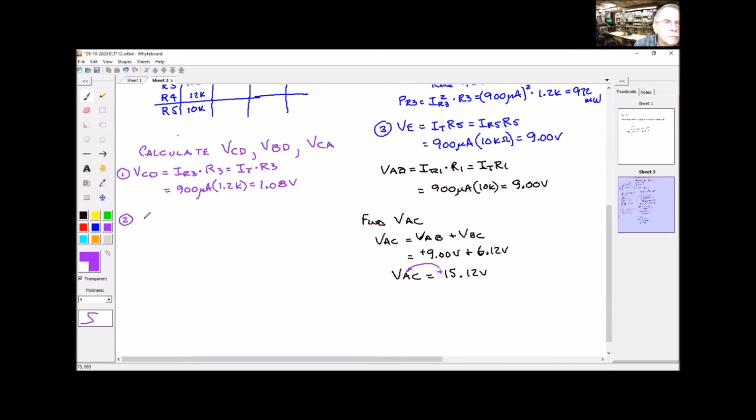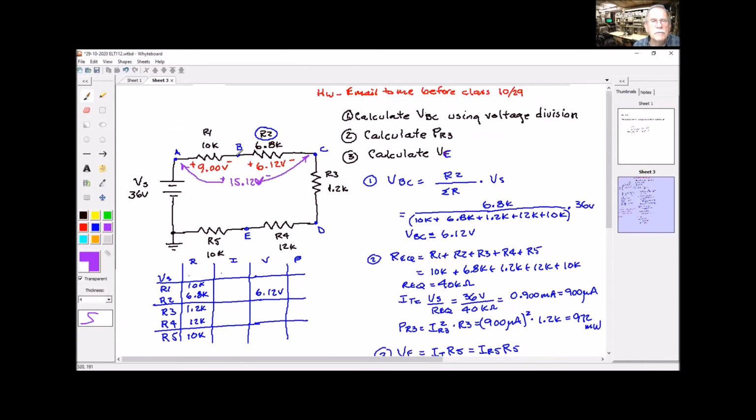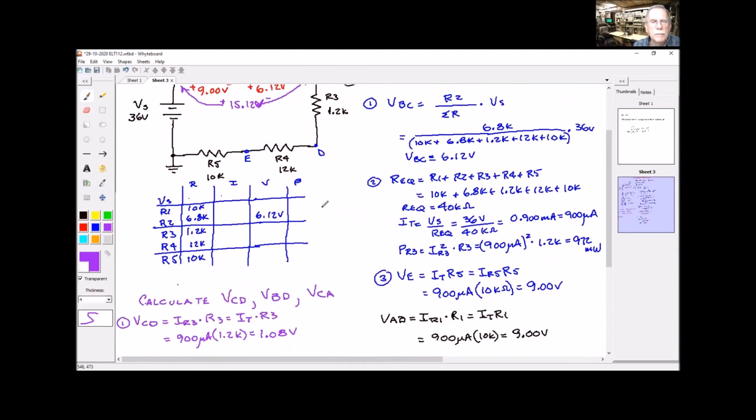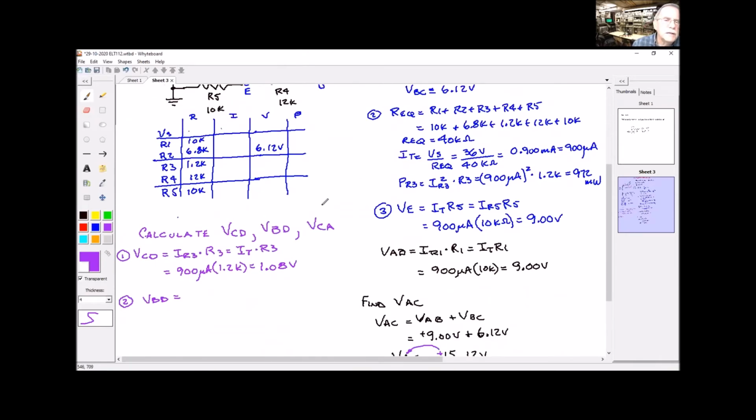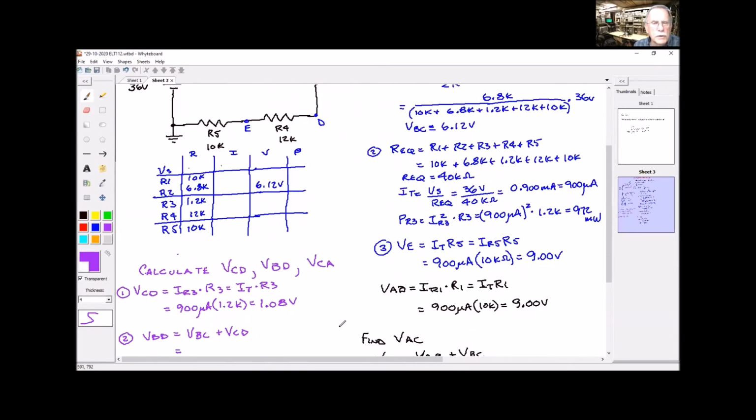VBD. In order for me to get from B to D, I have to add up this voltage plus this voltage. So when I do that, it's VBC plus VCD. So the values are 6.12 and 1.08.